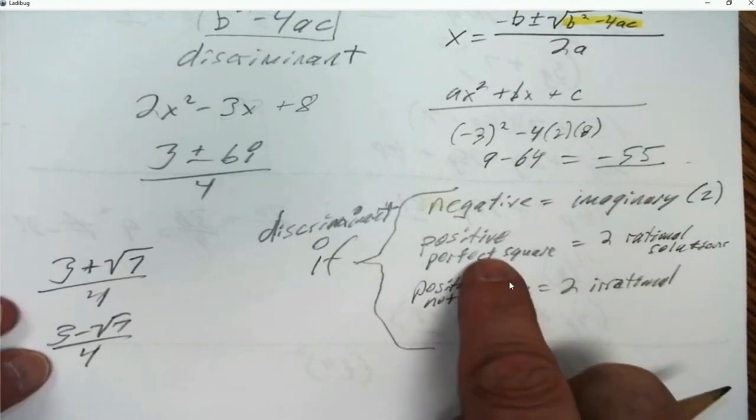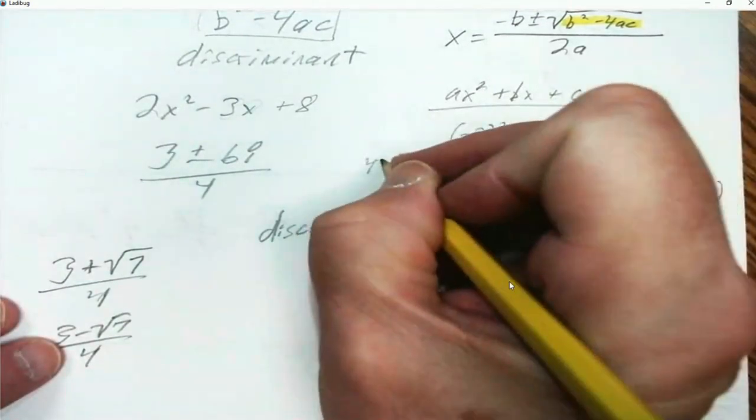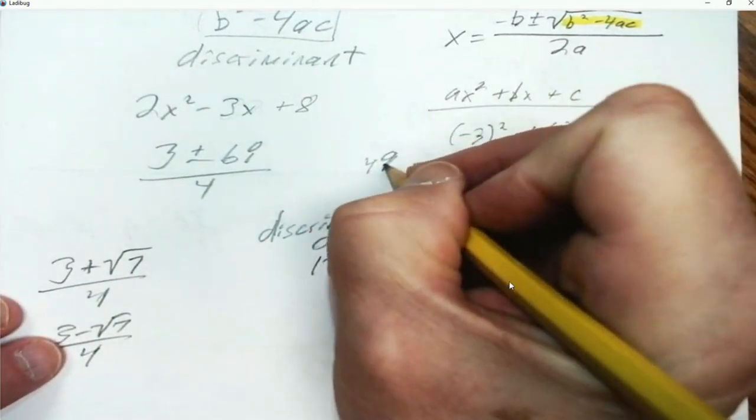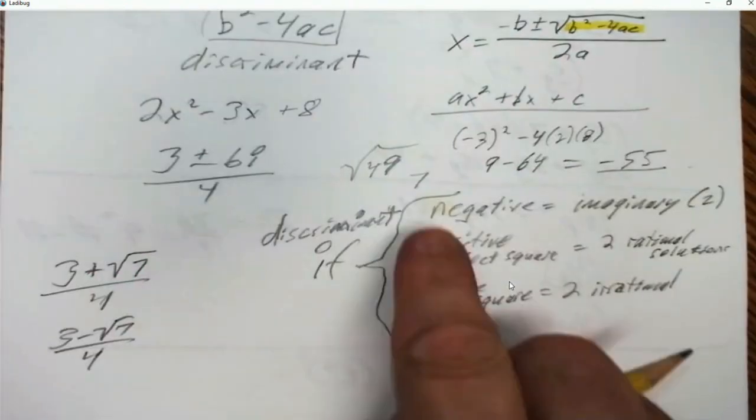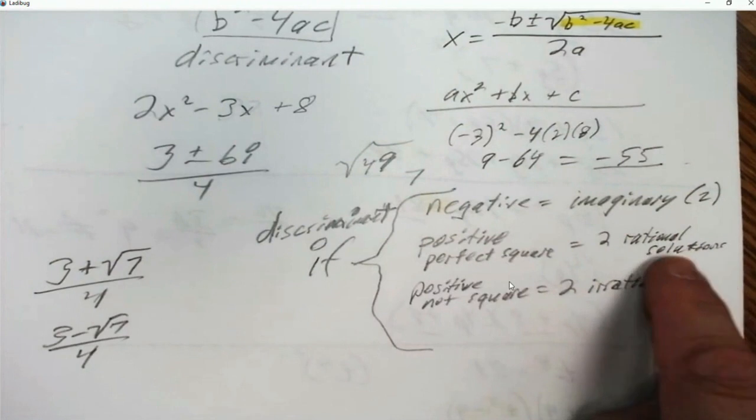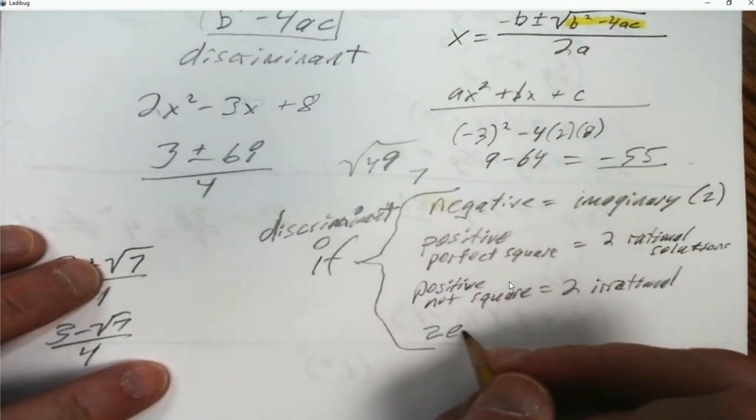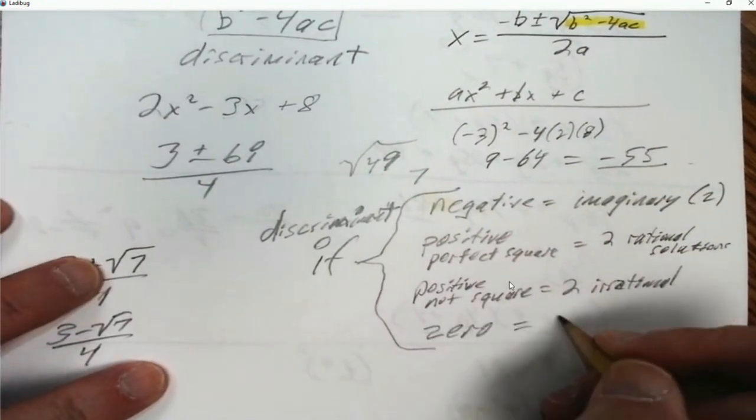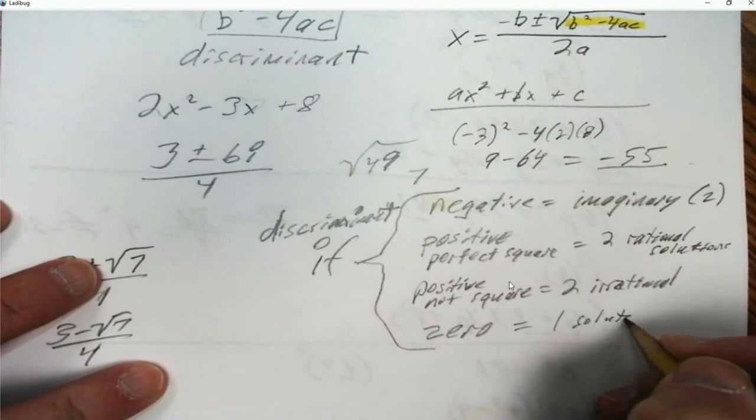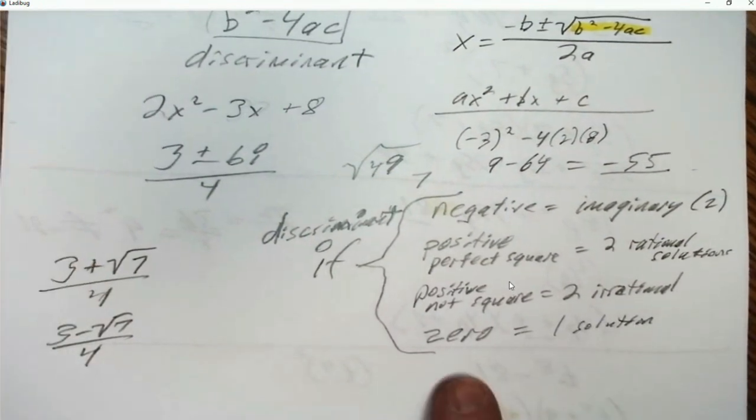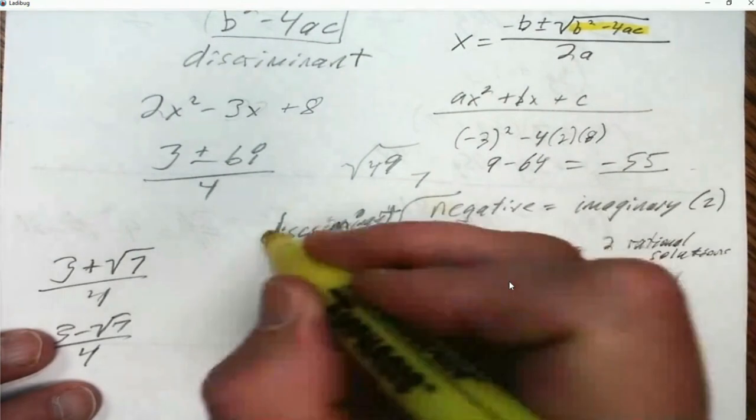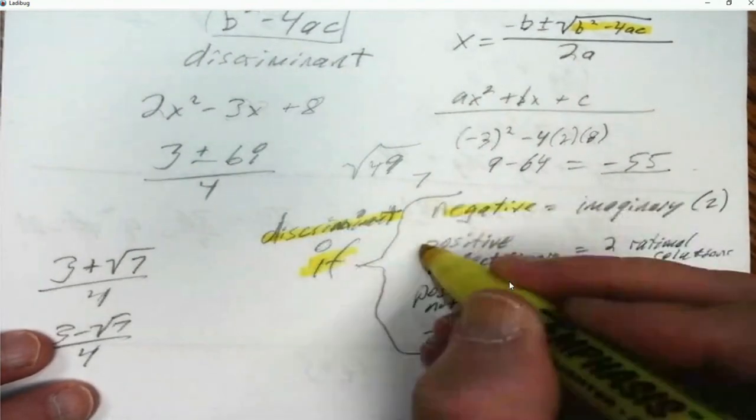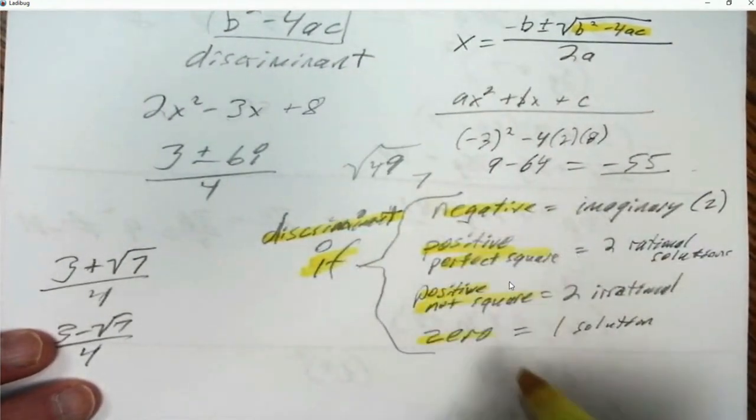If it is a square and the discriminant equals like 49, when you take the square root of that, it's going to be 7, right? So if it's a perfect square, you have two rational solutions. Other cases, if the discriminant is 0, you just have one solution. So there's the 4 things the discriminant will tell you: if negative, if positive perfect square, if positive not a square, 0.